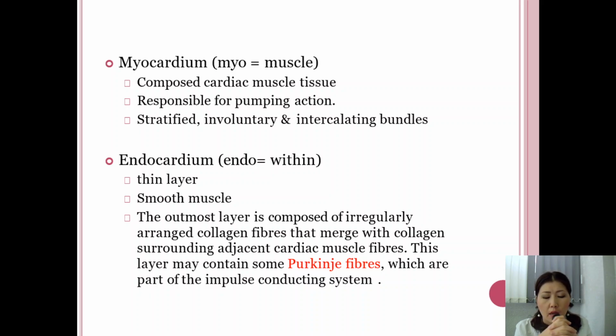Endocardium. Endo means within. This is a thin layer, composed of smooth muscle. And the outermost layer is composed of irregularly arranged collagen fibers that merge with collagen surrounding adjacent cardiac muscle fibers. This layer may contain some Purkinje fibers, which are part of the impulse conducting system.